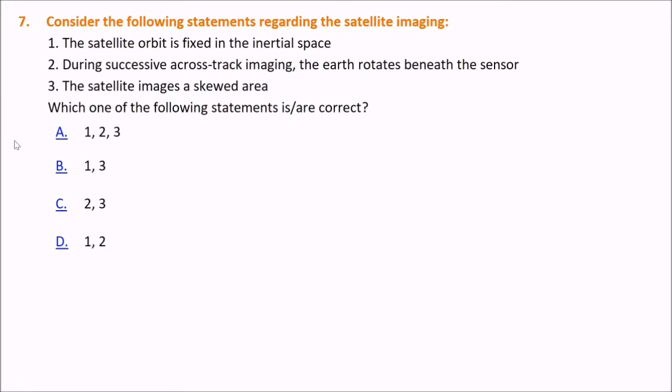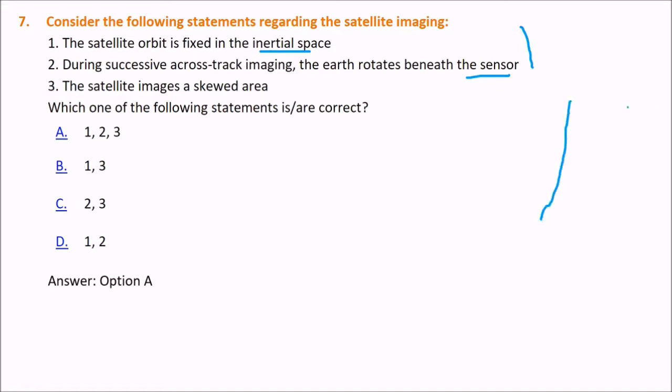Now next is, consider the following statements regarding satellite imaging. Now which one of the following are correct? You have to answer. Please read these three very carefully and try to answer me that regarding satellite imaging, which of the following statement is or are correct? What is the answer? The answer is A, because the satellite orbit is fixed in the inertial space. This is correct. During successive across-track imaging, the Earth rotates beneath the sensor. This is obvious, intuitive. And the satellite images are skewed images. You cannot get a proper image from a satellite. It will be skewed. Right?